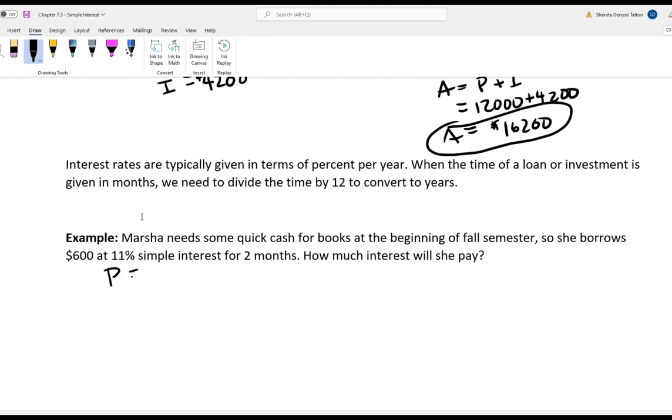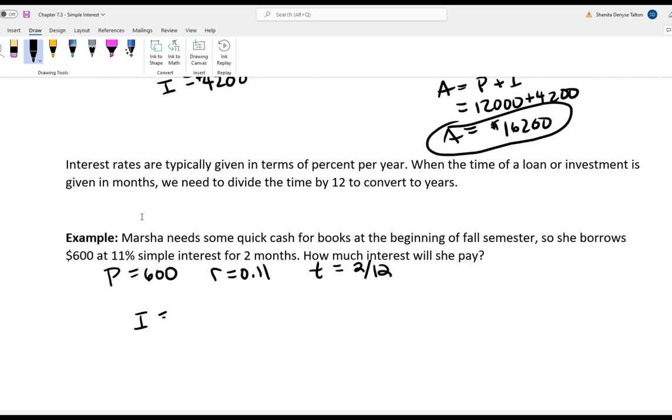So we know that she's going to borrow $600, so that's the P. We know the rate is 11%, so that's 0.11. And our time is in months, so it told us 2 months, but it has to be out of years. So what we're going to do is, we know there's 12 months in a year, so we're going to put 2 out of 12. So you can write it as a fraction, 2 divided by 12.